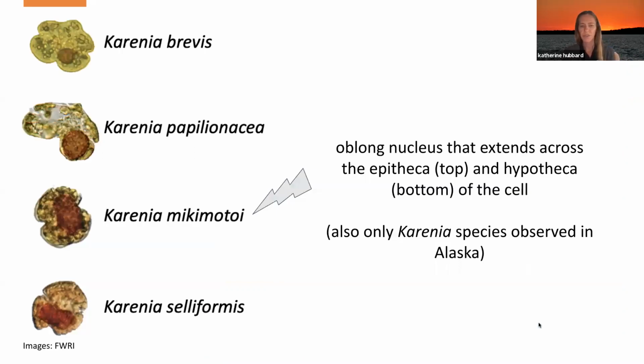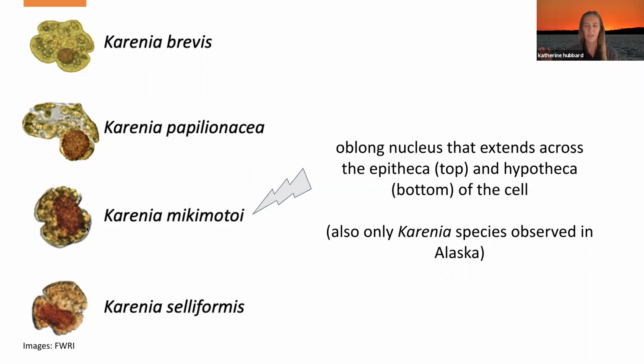So these are some of the different Karenia species that occur. So far, only Karenia mikimotoi has been observed in Alaska. It does have an oblong nucleus. It can extend across the epitheca and hypotheca, so that's the top of the cell and the bottom of the cell. But typically it's in the hypotheca, so it's in the bottom.